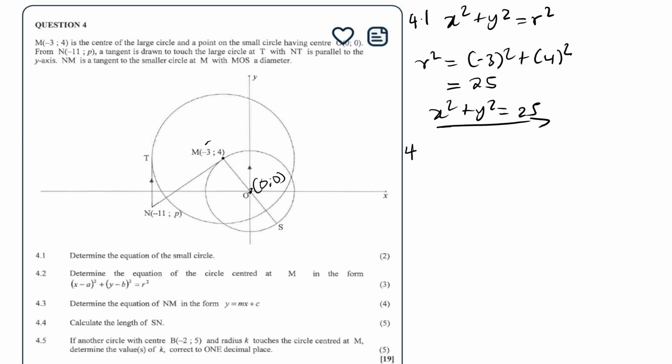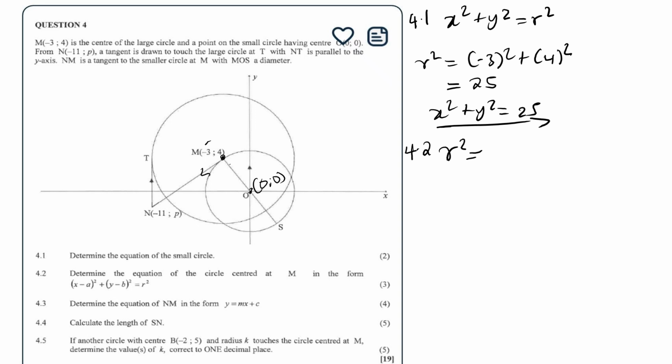Therefore, 4.2: determine the equation of the circle centered at M in the form x minus a squared plus y minus b squared is equal to r squared. This is our large circle, centered at M. So remember, to find r squared, we can find the distance of the radius. This is our radius.